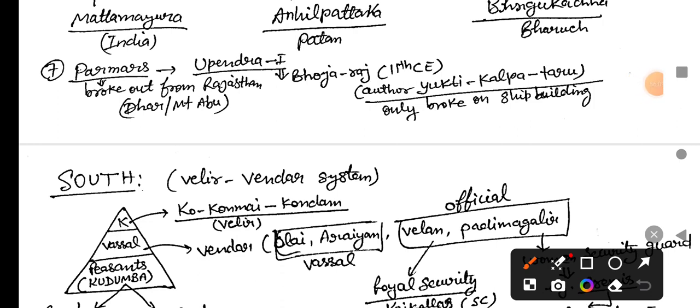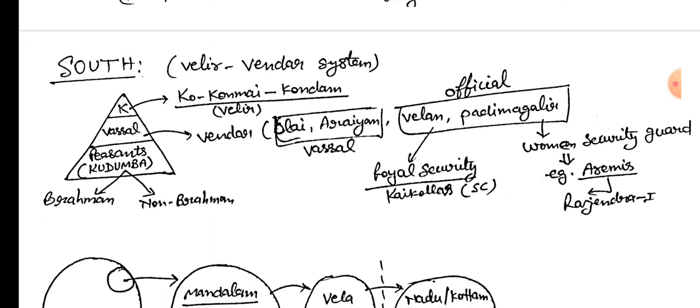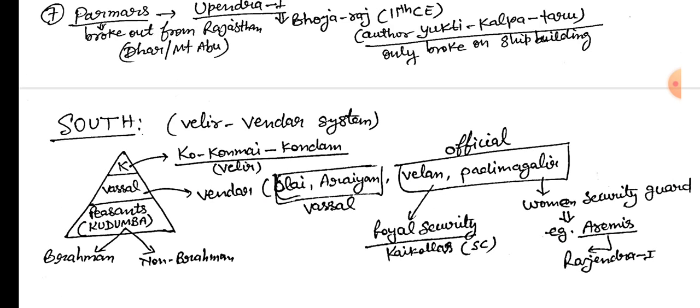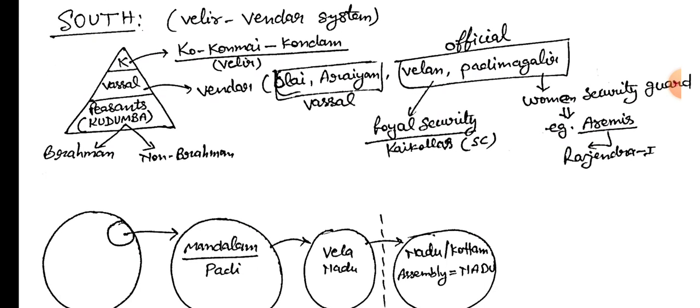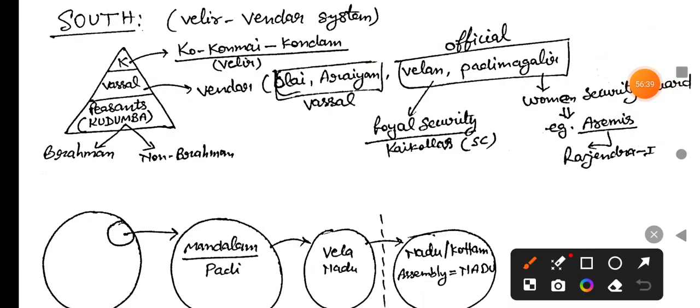Next is the Parmar dynasty, which was founded by Upendra I. After breaking out from Rajasthan, Dhar or Mount Abu, Bhojraj came into being in the 11th century, and Bhojraj was the author of Yukti Kalpataru, which is the only work on shipbuilding. Now we are going to move towards the south.